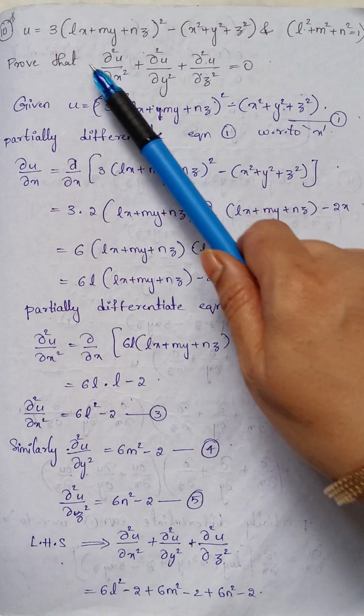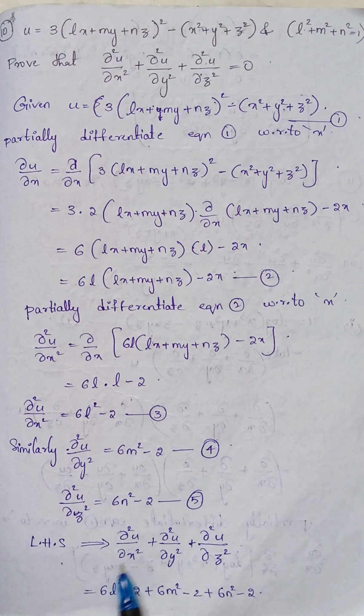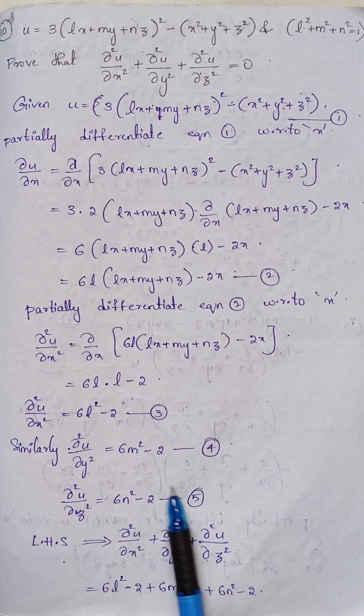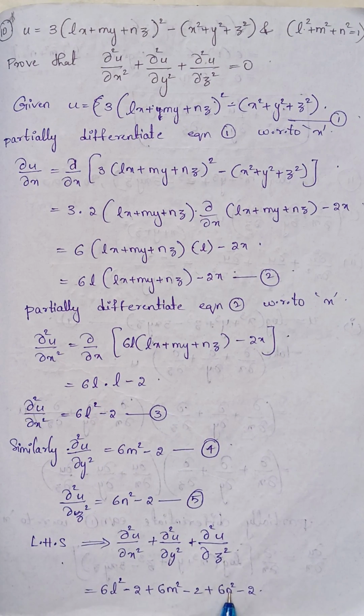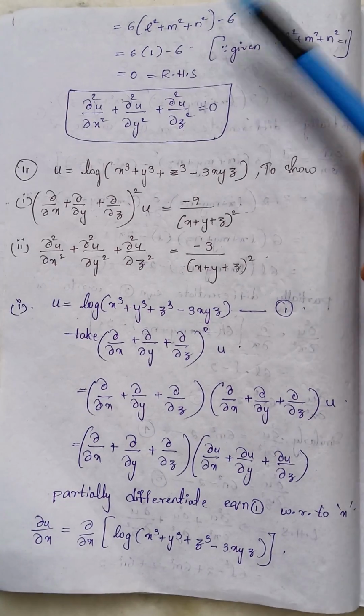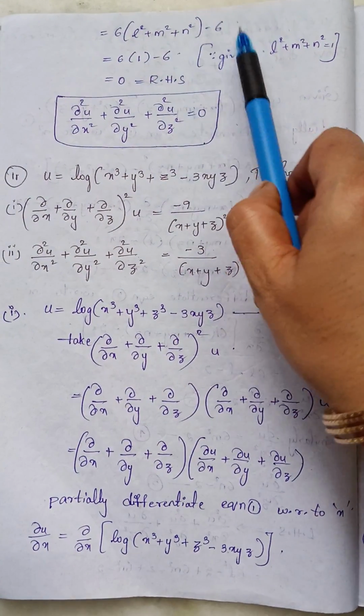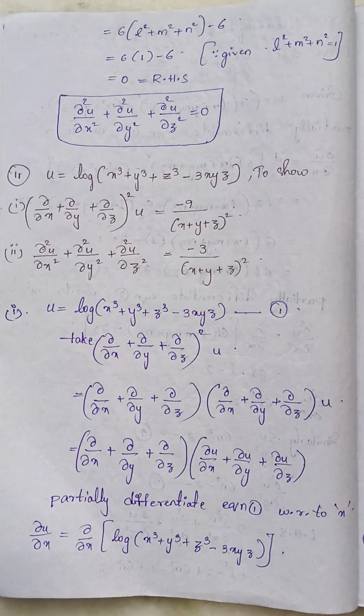So take the LHS, dou square u by dou x square plus this, then add these right side values. Then 6 taken as common, L square plus M square plus N square, and minus 2 minus 2 minus 2 is minus 6. So here it is already given that this value is 1, so 6 minus 6 is 0, hence proved.